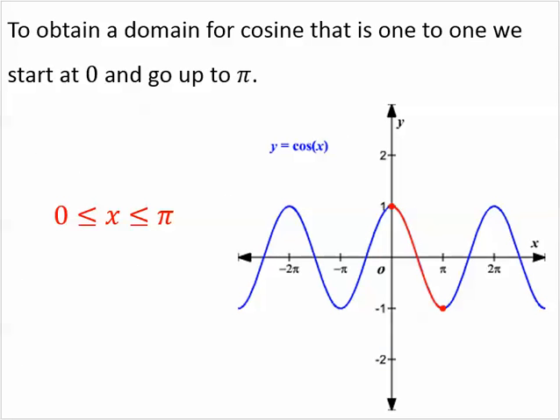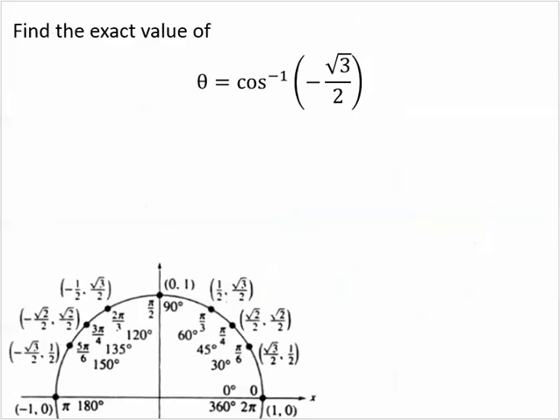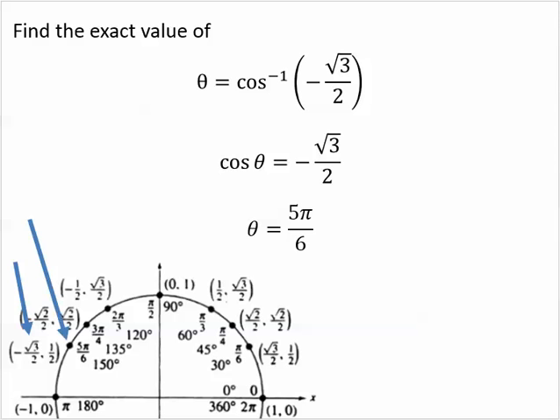To obtain a domain for cosine that is one-to-one, we start at 0 and go up to pi. Find the exact value of inverse cosine of negative radical 3 over 2. So our mystery angle theta has the property that cosine of theta equals negative radical 3 over 2. And that occurs when theta is equal to 5 pi over 6.